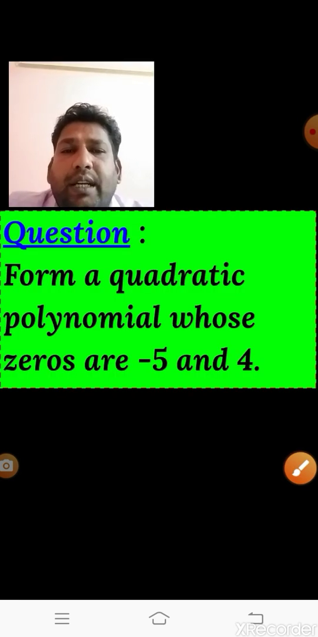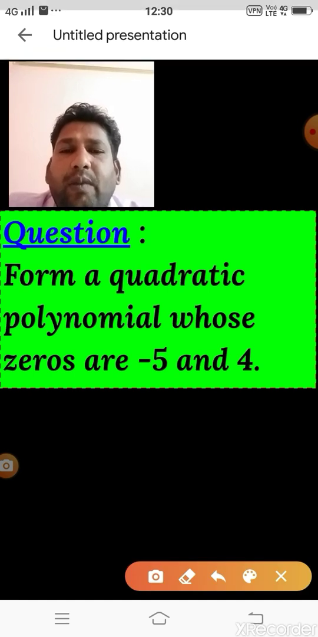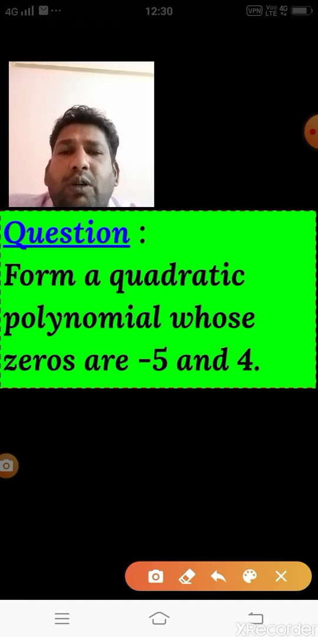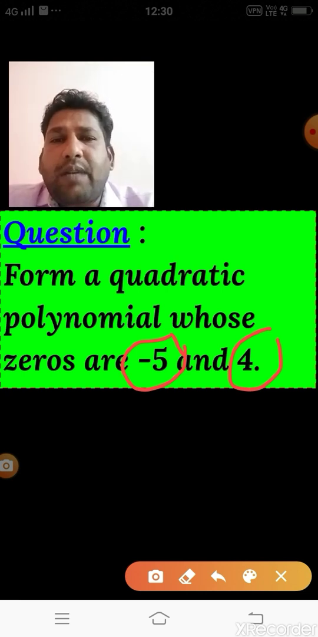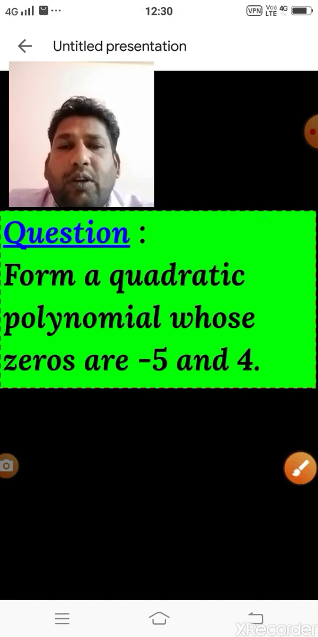Let us take a question. Here what we have, this is a 1 mark question. We have to form a quadratic polynomial whose zeros are -5 and 4. What we know, if we have the sum of zeros and product of zeros, then easily we are able to find the quadratic polynomial. But if the zeros are given, then we have to find the sum and product first. Then this question becomes a 2 marks question, because we have to find the sum and product first, and then we are putting in the standard form x square minus sum of zeros into x plus product of zeros.